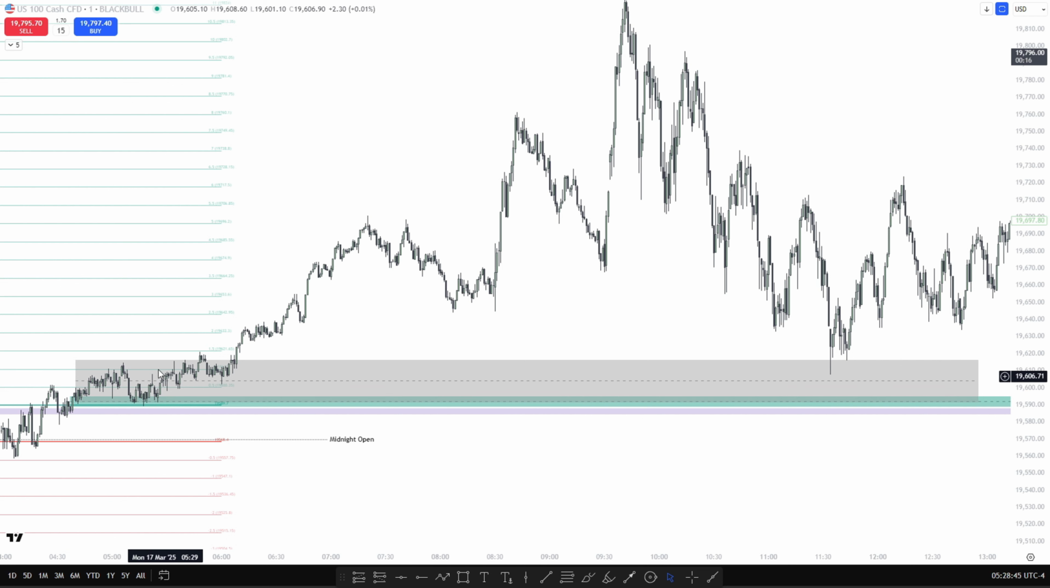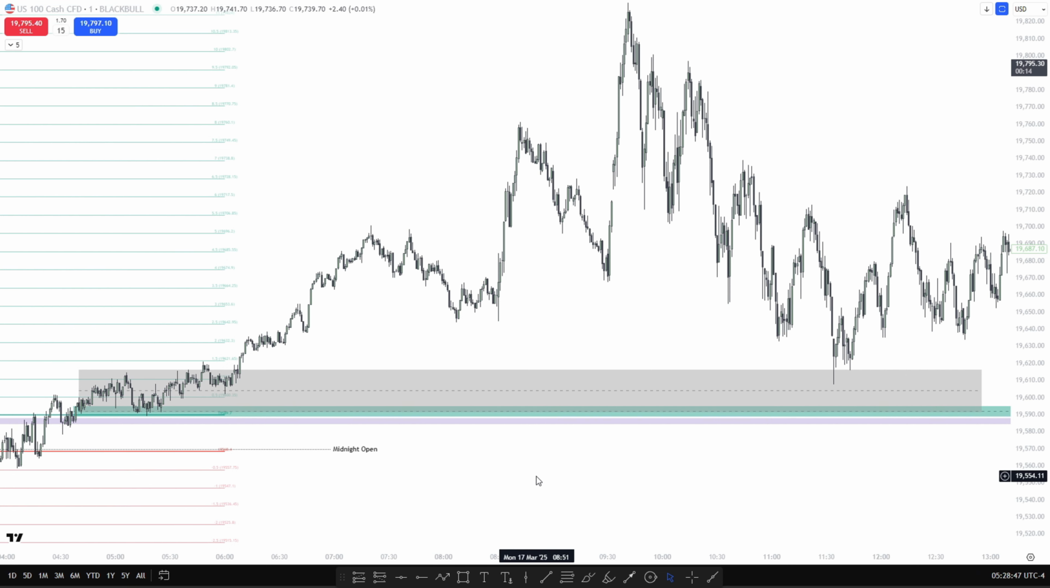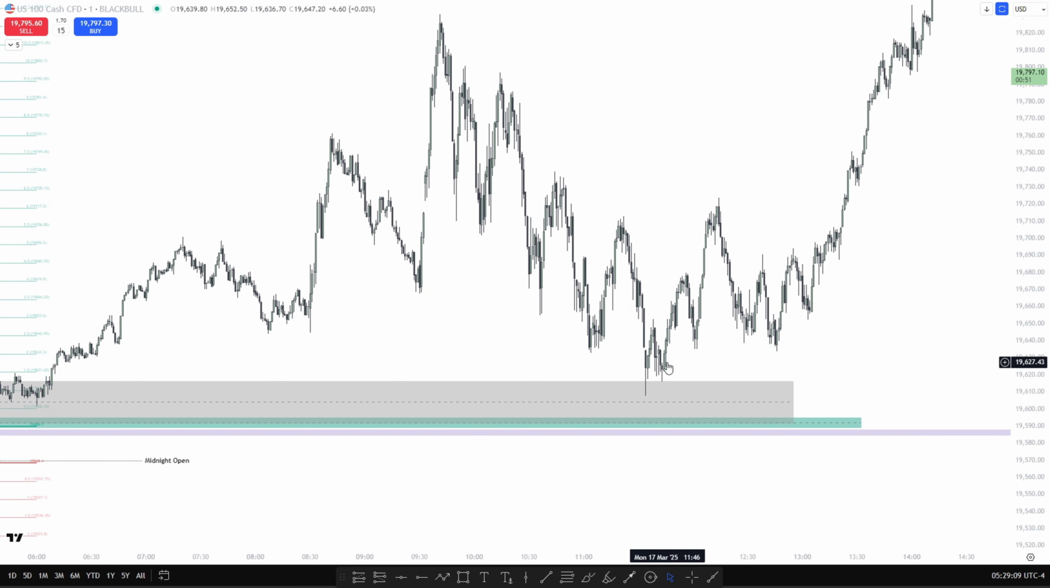We go back to the original consolidation. According to the market maker model rules, price doesn't have to trade below the original consolidation. That's not required. Trading to the original consolidation is enough for market makers sell model or buy model to be complete, and then the market can reverse. So that's exactly what it's doing here.